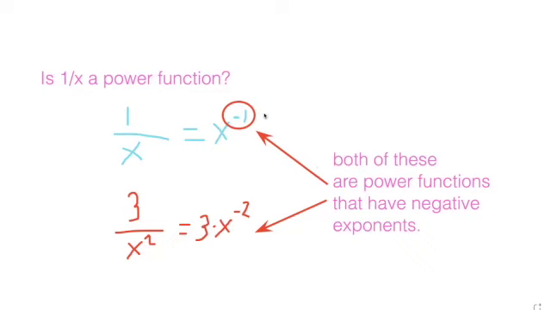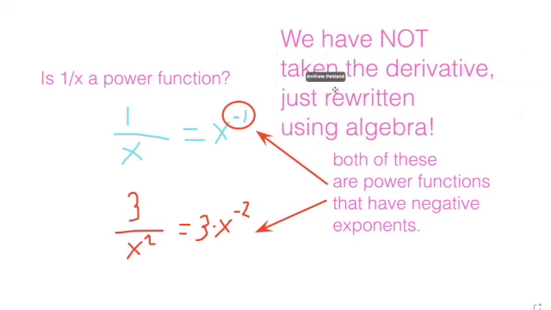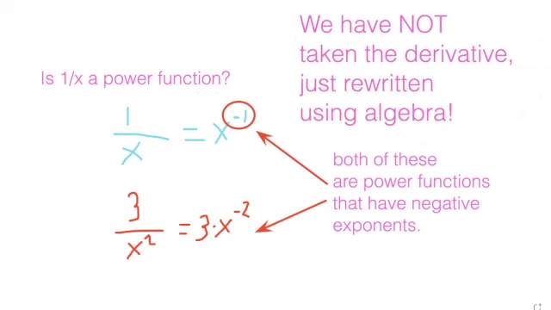And this is not derivative. This is just algebraic rewriting. A lot of times people, when they see something change, assume that we've taken the derivative, but we have not. We have not taken the derivative. We've just rewritten it in a different form. So that's an important thing to emphasize here.